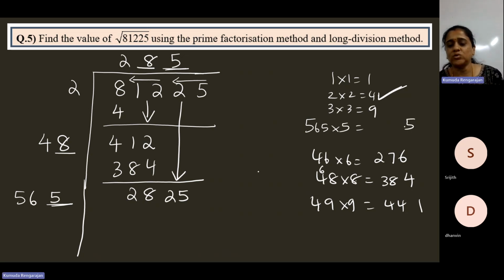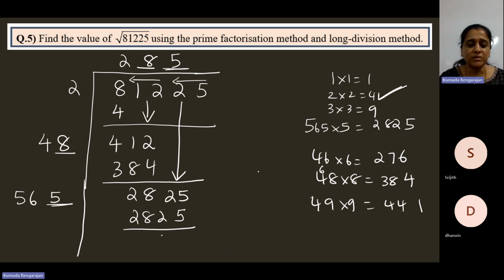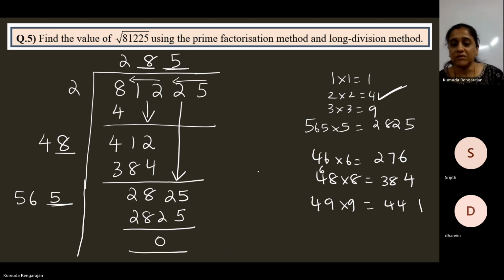5 fives are 25, 2 carried over, 30, 32, 3 carried over, 28. 2825. And if it's a perfect square, the remainder should be 0. If it's not a perfect square, all the digits would get exhausted, but the remainder will not be 0. That means it's not a perfect square. There is a procedure to continue. We'll learn that later.